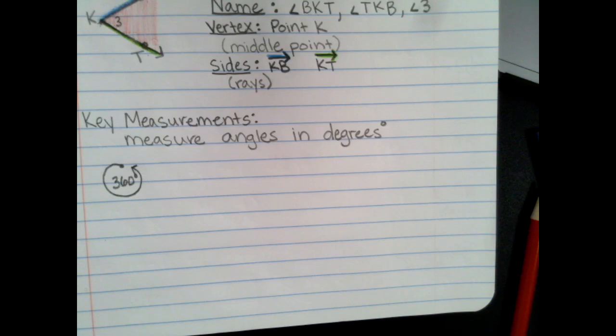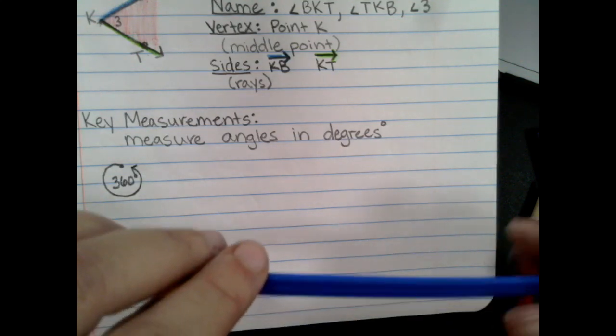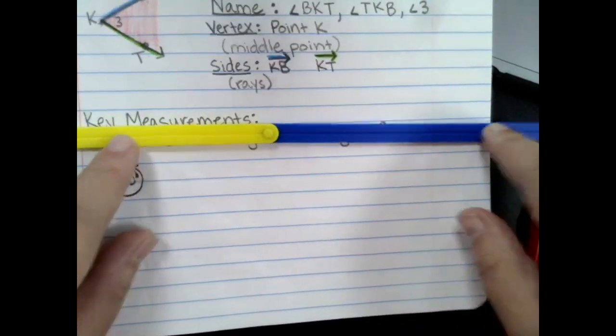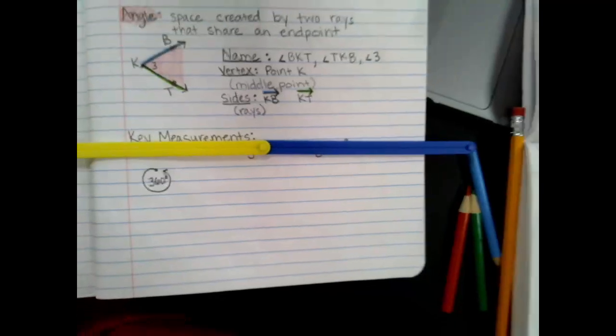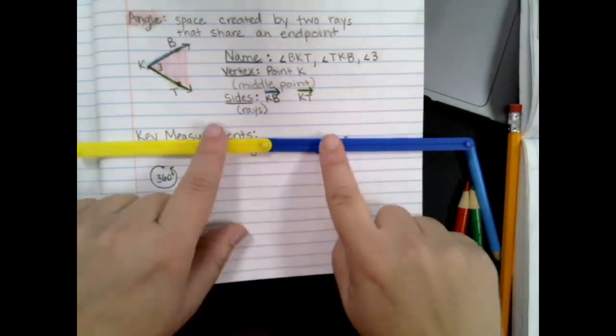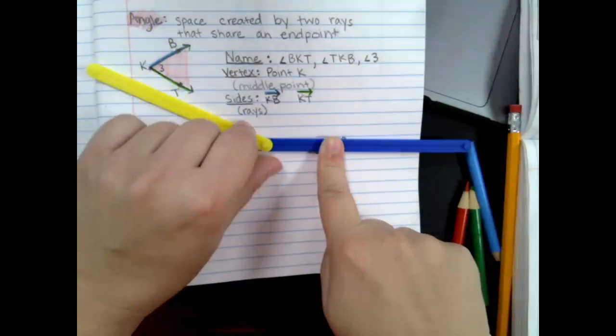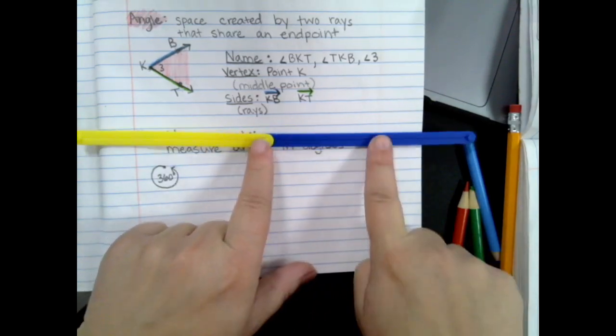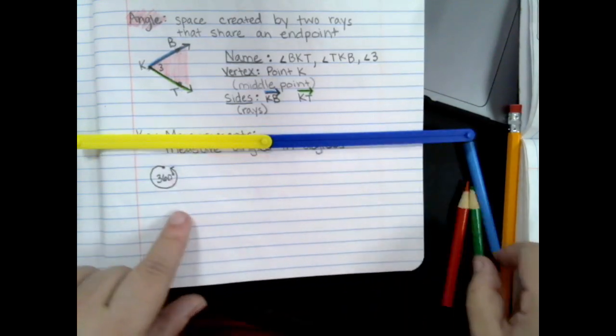Okay, so now if I have my angle, and my angle is completely flat. Everyone say hi, Miss Sebastian. Okay, here's my angle. It's open all the way, it's flat. How many degrees would a flat angle be? 180, good. It's half of that 360.